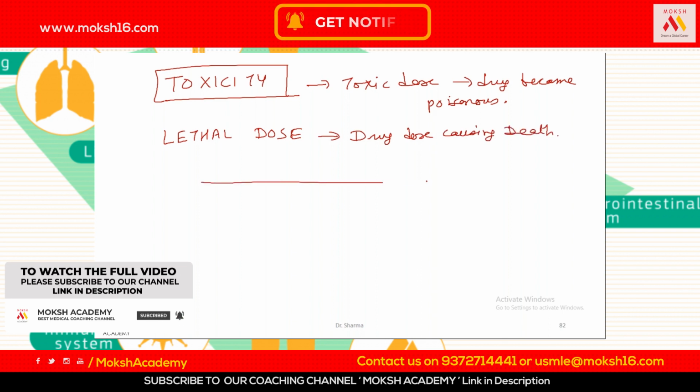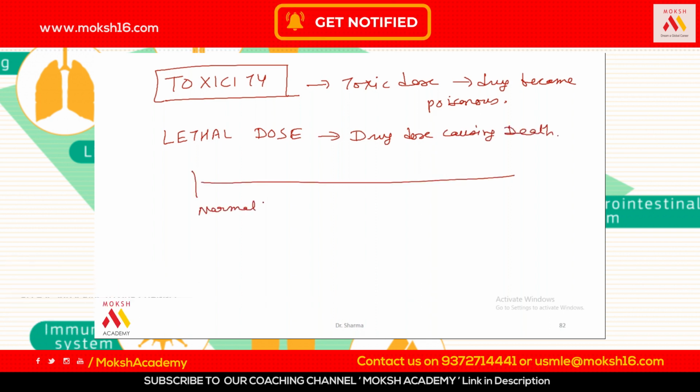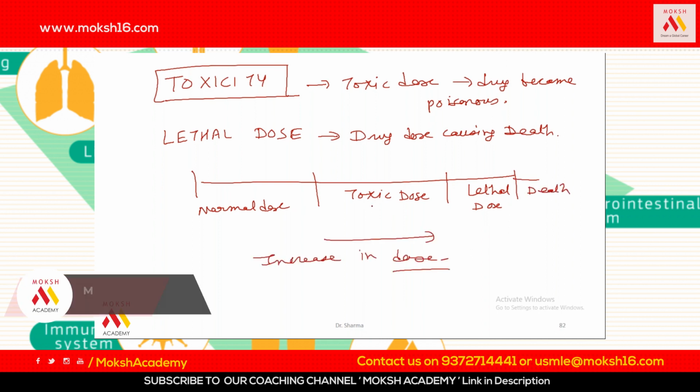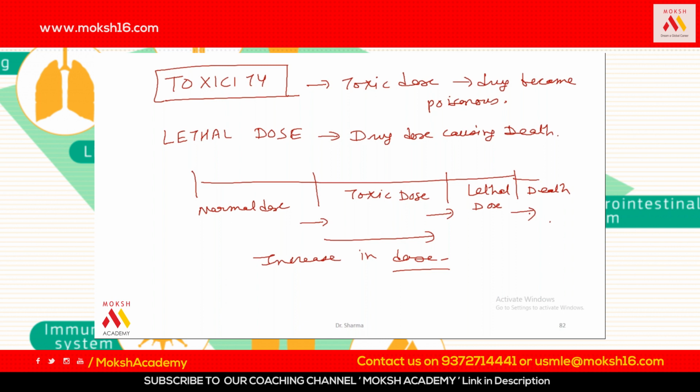So from the graph, there is the normal dose, then you get the toxic dose, then you get the lethal dose, then you get death. As you increase the dose from the normal dose, it goes into the toxic dose, then it goes into the lethal dose, and if you still increase it, it goes to death, death of the patient.